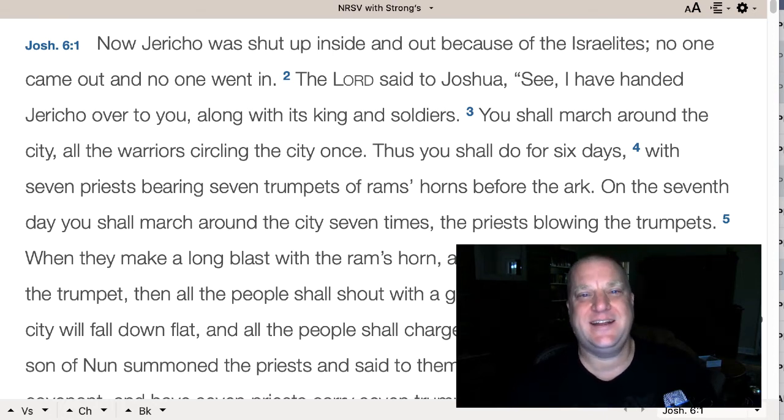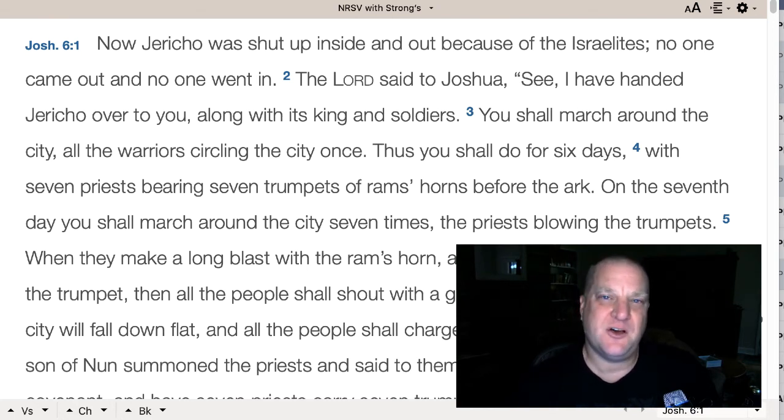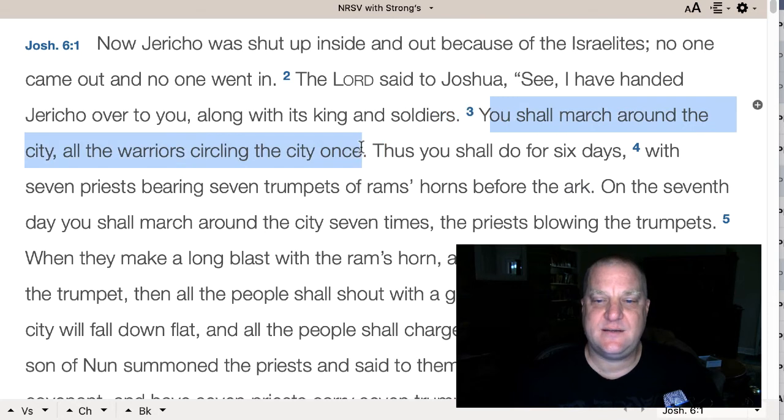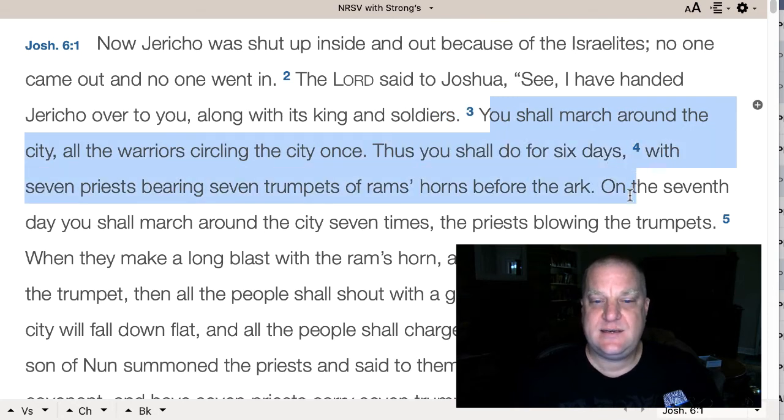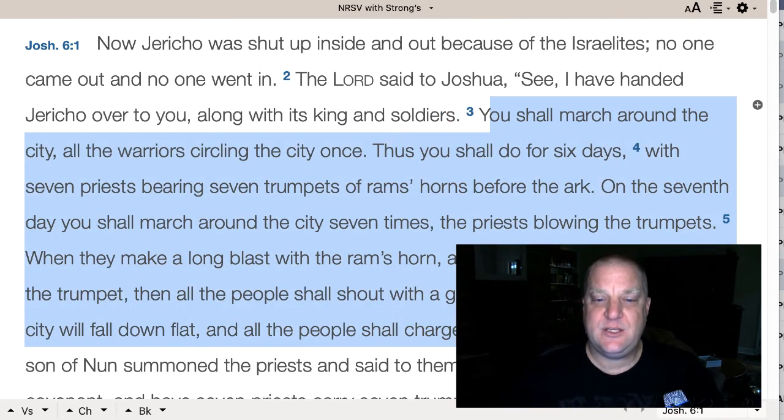It's a very famous story because it's very shocking what happens in the story. As a recap, God tells Israel, I'm going to give Jericho to you. And he says, I want you to march around the city for 6 days. And on the seventh day, you will march around 7 times. And you blow the trumpets. And then the walls are going to fall. And then the people will be able to run in and destroy the Canaanites.